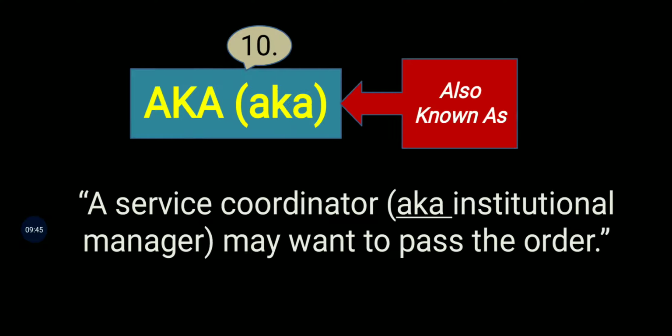Our next one is AKA, also known as. You widely see these in research papers or sometimes in newspapers, where a particular person is known by another name, so he or she is also known as. This is where you use AKA. So for example: a service coordinator AKA institutional manager may want to pass the order. In this case, the service coordinator is also known as the institutional manager, and therefore we use here also known as.